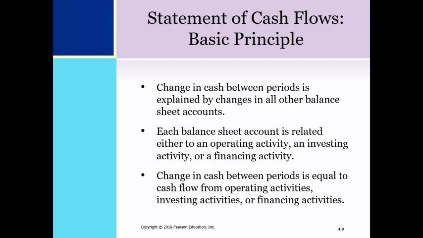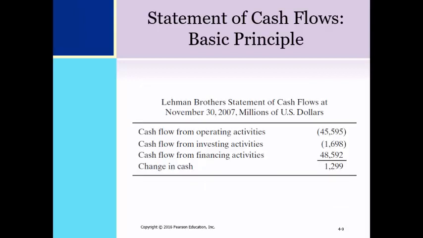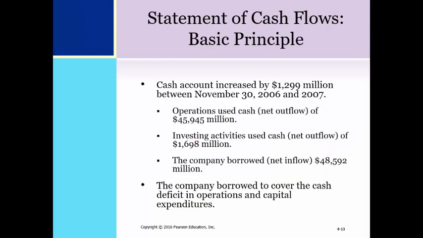Each of the balance sheet accounts is represented in the operating, investing, and financing activities sections and is reconciled with the change in cash over the accounting period. This schedule for Lehman Brothers for the November 30th, 2007 year end shows the small increase in the cash account was largely the result of the financing, which was driving the company deeper and deeper into debt, ultimately ending in the filing of bankruptcy in 2008.